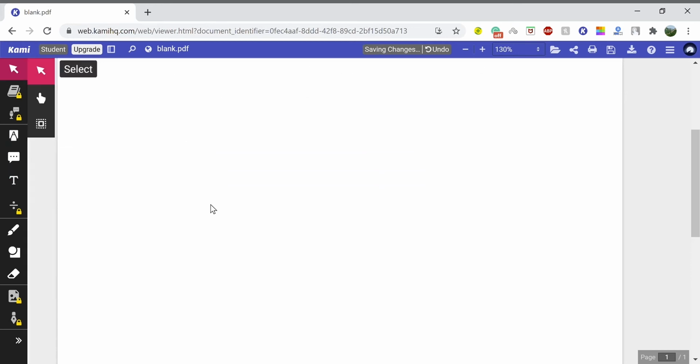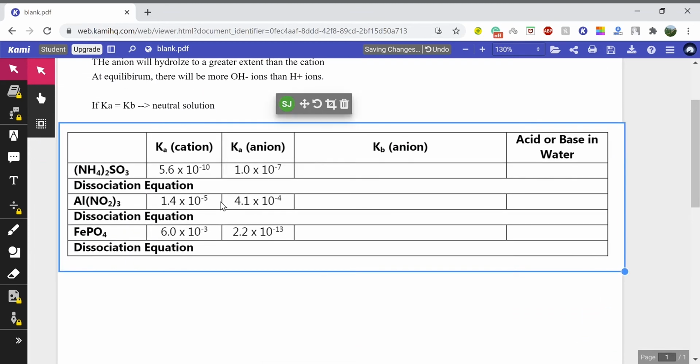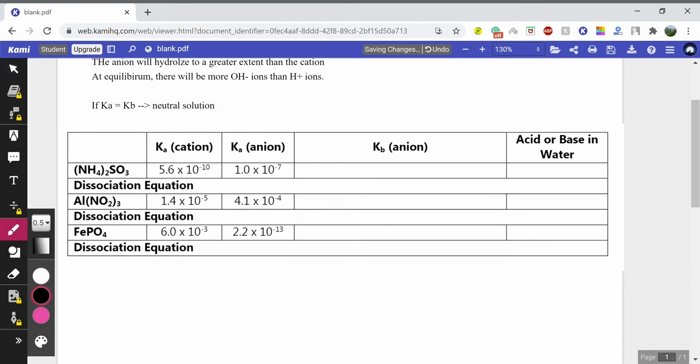Alright, now let's do some examples down here. First, we're comparing the Ka of the cation to the Kb of the anion. To find Kb, we're going to divide Kw by the Ka of the anion. We're given the Ka of the anion here, so we grab our calculator and do 1.0e to the negative 14th divided by 1.0e to the negative 7th, which is 1.0 times 10 to the negative 7th power.